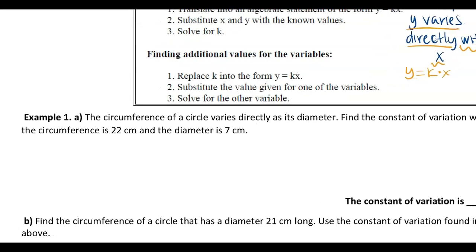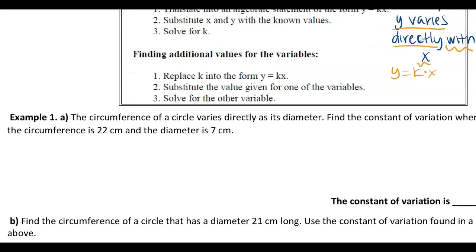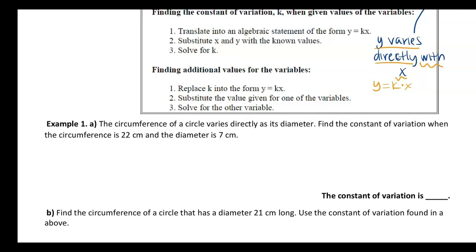So in example 1, it says the circumference of a circle varies directly as its diameter. Find the constant of variation when the circumference is 22 centimeters and the diameter is 7 centimeters. Okay, even though it doesn't have the direct translation like we have here where y varies directly with x, it has the same information, that's specifically that directly part. So I'm going to underline and kind of write out the things that I need for this. So it says the circumference, so that's C. We're going to label the circumference as C.